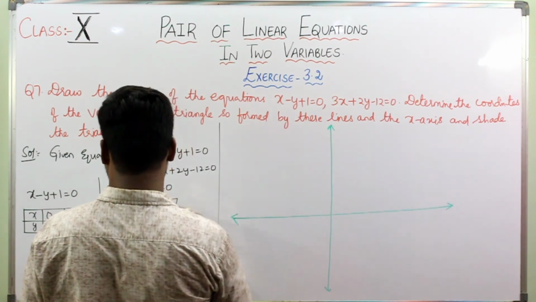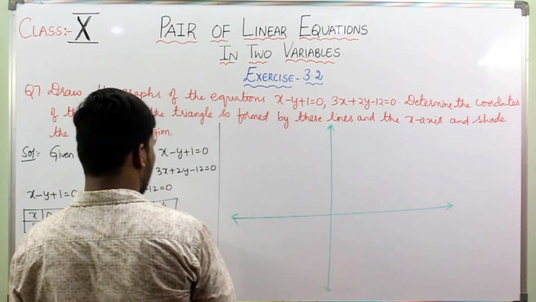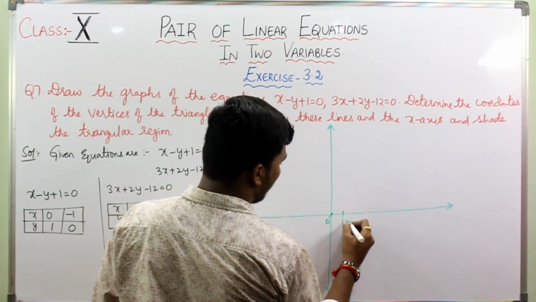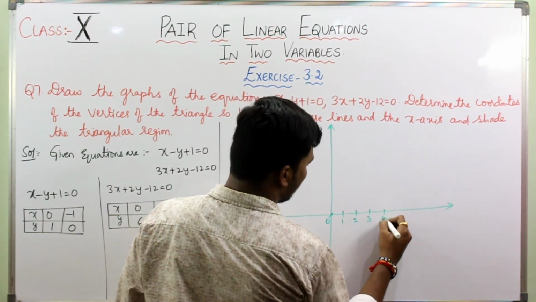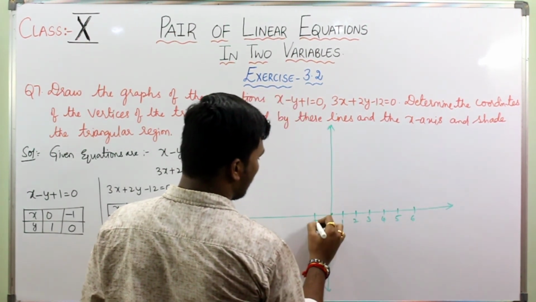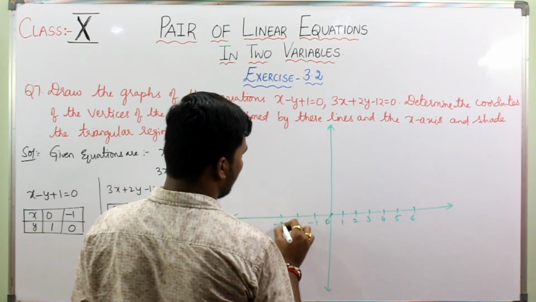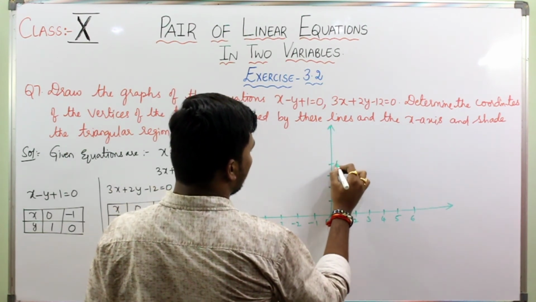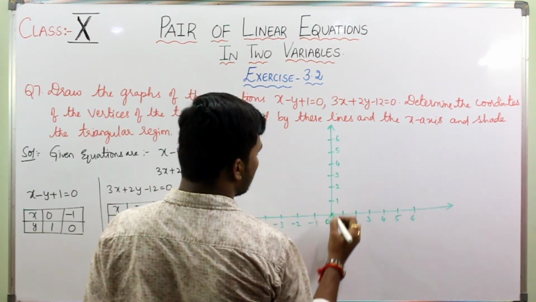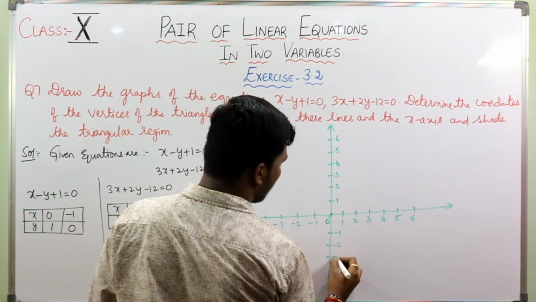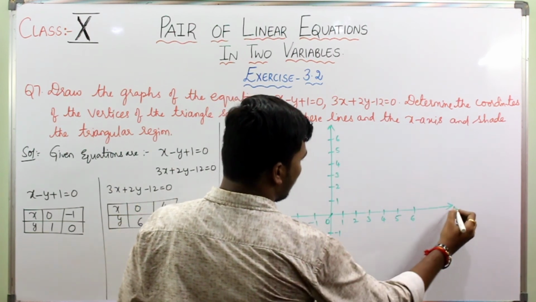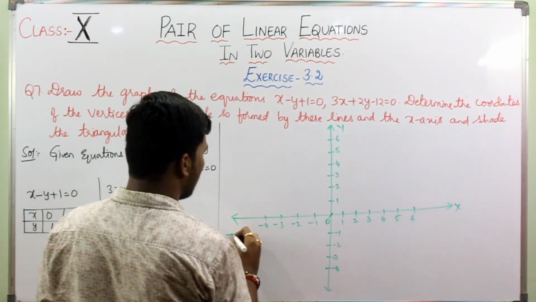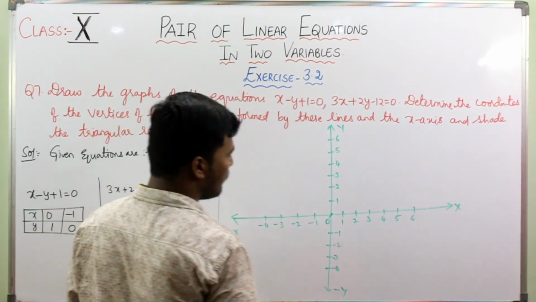Consider the Cartesian plane. As our values are up to 6, let us take 0, 1, 2, 3, 4 as 1 unit, 1, 2, 3, 4, 5, 6, minus 1, minus 2, minus 3, minus 4, and similarly on the other axis. This is the x-axis, y-axis, negative x-axis, negative y-axis.